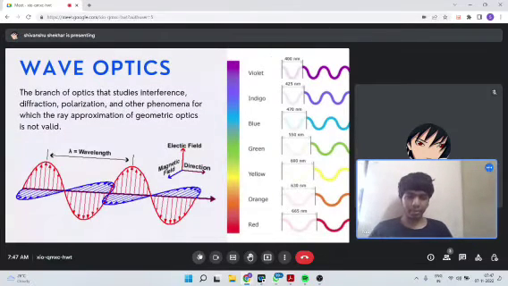So that was it about ray optics. So let's come to the parent of ray optics, which is wave optics. Wave optics is essentially the branch of optics that studies interference, diffraction, polarization, and other phenomena at which the approximation of geometric optics is not valid. In certain cases, there are phenomena which cannot be explained by light going as a ray. That is where wave optics steps in.